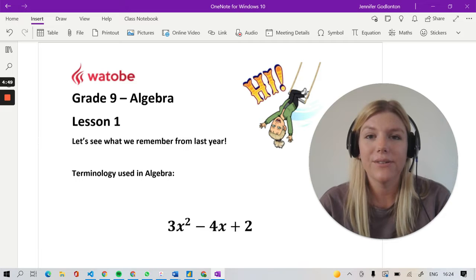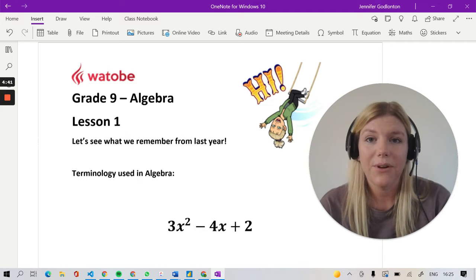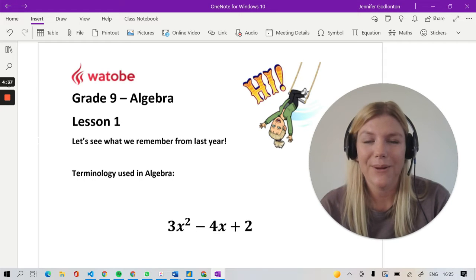We're going to be going over some grade 9 algebra and spending a lot of time making sure that your foundations are good and solid so that we can build on them as the year progresses and build on them when you move into grade 10, 11 and ultimately matric.